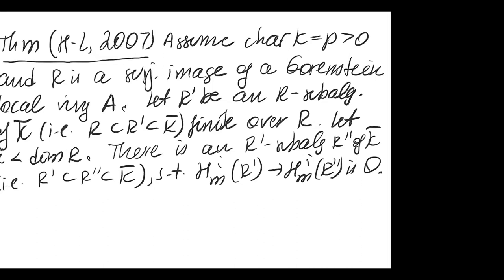The characteristic of the fraction field is p, and R is a surjective image of a Gorenstein local ring. So you can see that here the assumption on the ring R is slightly different than in the result of Hochster-Huneke. Hochster-Huneke assumed that the characteristic was p, R was local, a local commutative Noetherian ring, of course, and it was excellent. So here, the assumption that R is excellent is replaced by the assumption that R is a surjective image of a Gorenstein local ring. And the two assumptions are not equivalent. So strictly speaking, these are two different theorems because they are proven under two different assumptions.